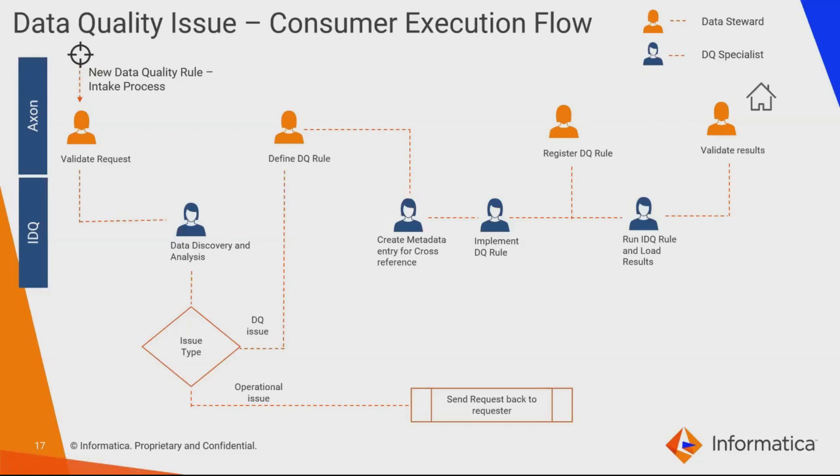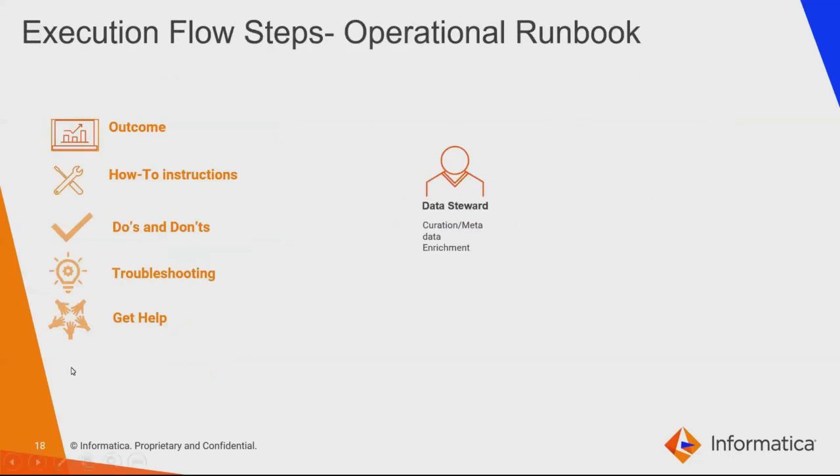At this point in time, I know what I need to do, but I don't know how to do it. So taking it to the next level, this is where your operational runbook comes into the picture. This is just a sample of a cross section of the how-to section of the operational runbook, where for each execution step in the process flow, let's say a data steward is supposed to do curation of metadata enrichment. Yes, they know they need to do this activity, but how?